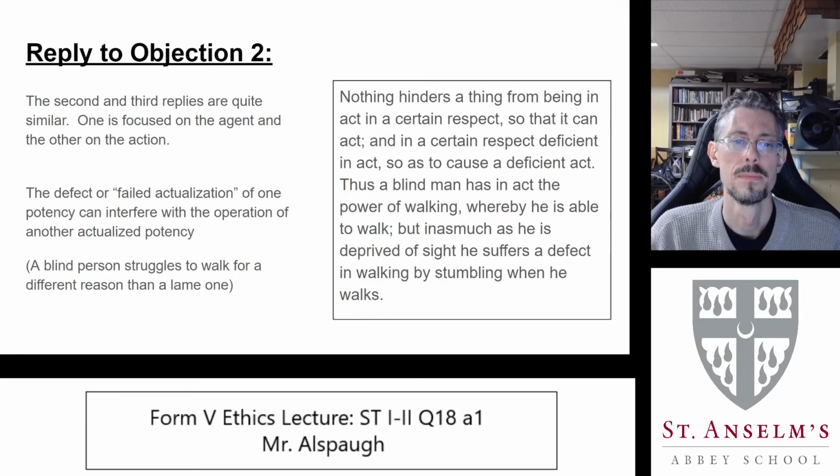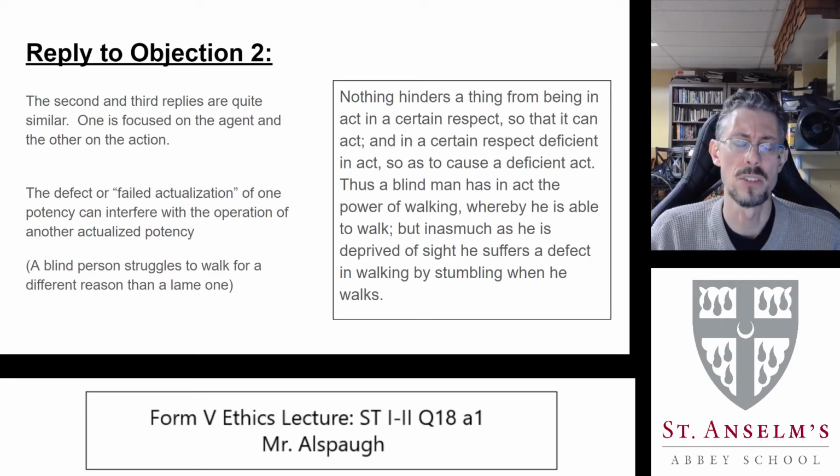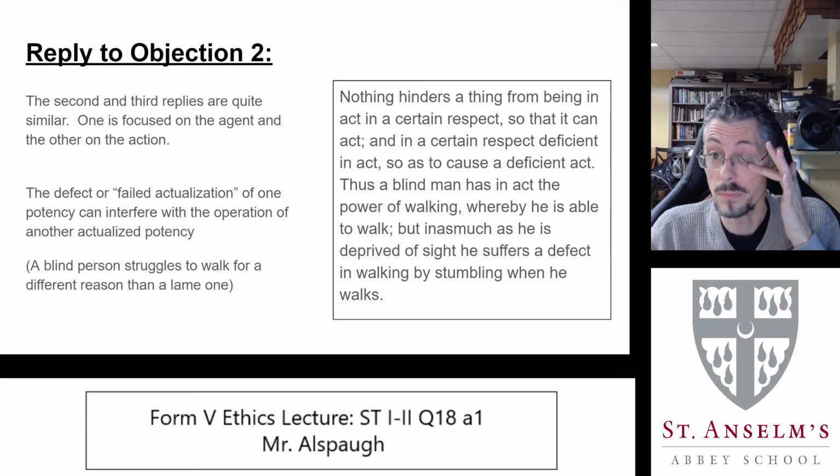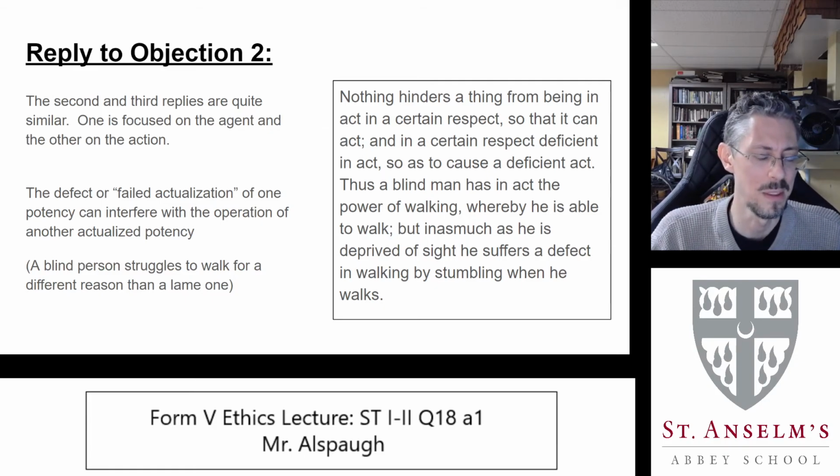The second and the third replies are actually very similar, and I thought about just not giving you text here. They are essentially saying complementary things, maybe almost exactly the same thing, one focused on the agent, the other focused on the action. This is in reply to Aristotle's concern. And again, we're actually just elaborating on what Aristotle himself says in the Metaphysics. It's about the way evil is some kind of potency, or a potency fails to realize. But if a potency fails to realize, then there's no action. So how can there be evil action?